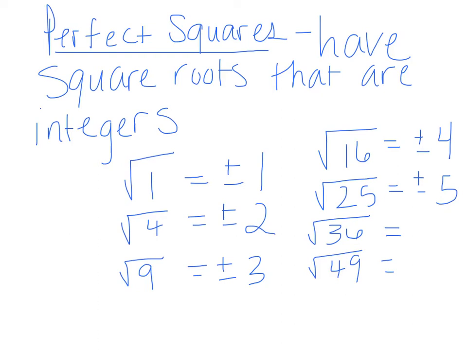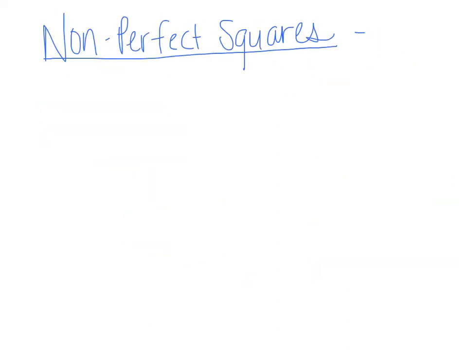Okay, hopefully you're back, you've paused it, and you have found that the square root of 36 is a perfect square because you get the positive or negative integer of 6 for that answer. And also, 49 is a perfect square because the square root of 49 is positive or negative 7. We could go on for days. Let's not. Okay, as you might have guessed, there are non-perfect squares as well.